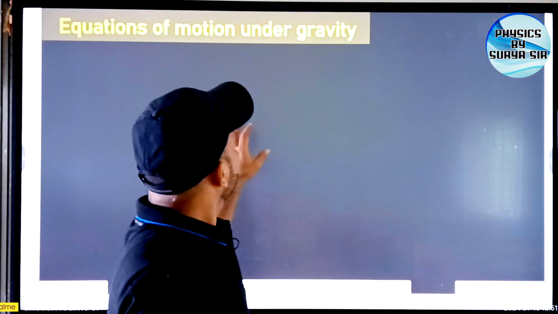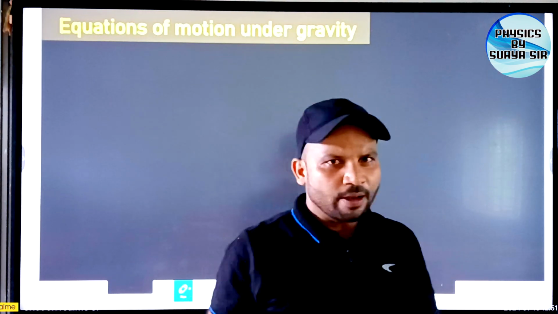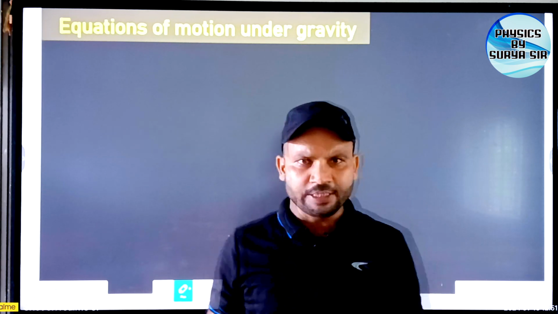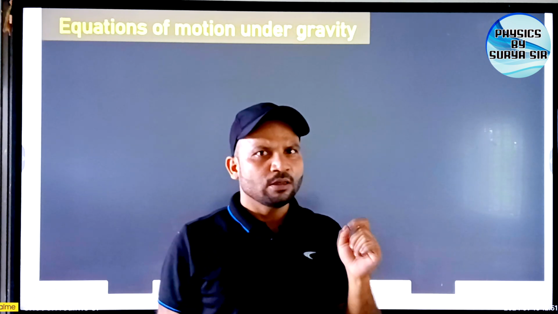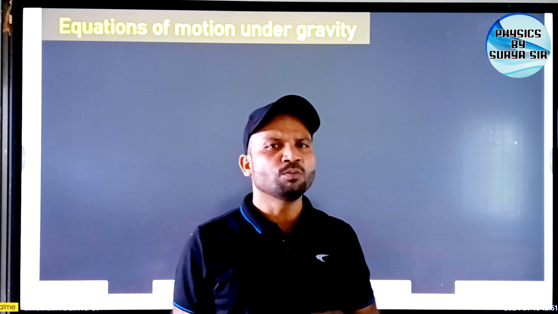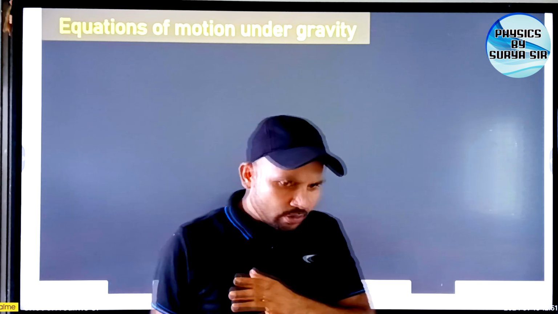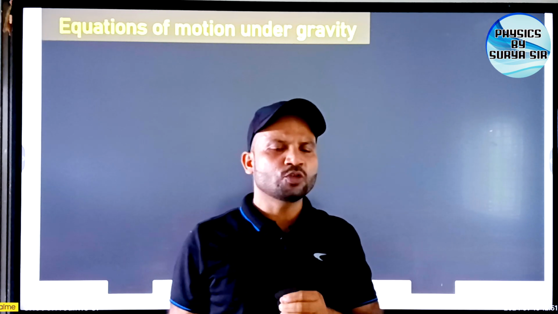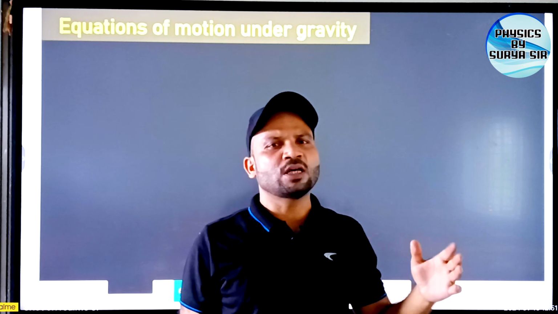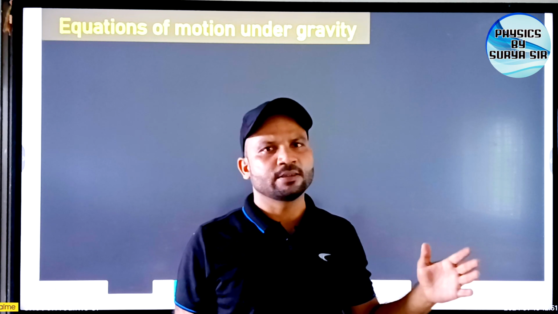Now, this motion under gravity is a very interesting example of uniformly accelerated motion of an object in a straight line.